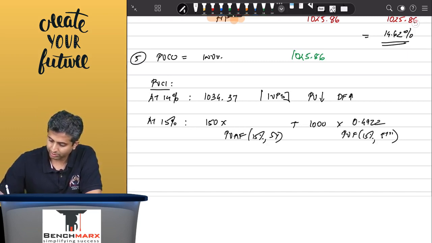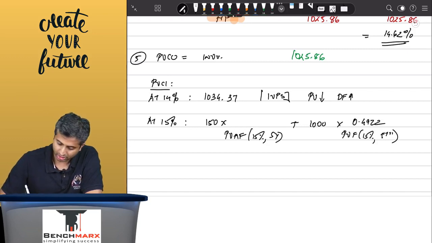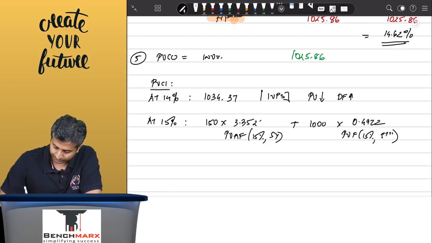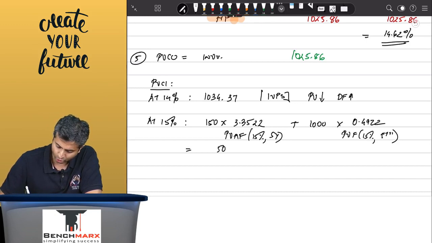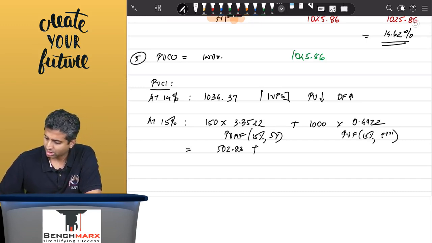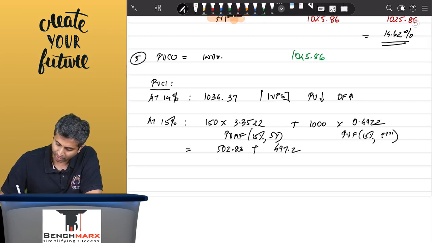0.4972 and 3.3522. And hence if I multiply, this is 150 into 3.3522, that's 502 point something, plus 1000 into 0.4972. So this is, let's say, 497.2, and hence it comes to 1000.